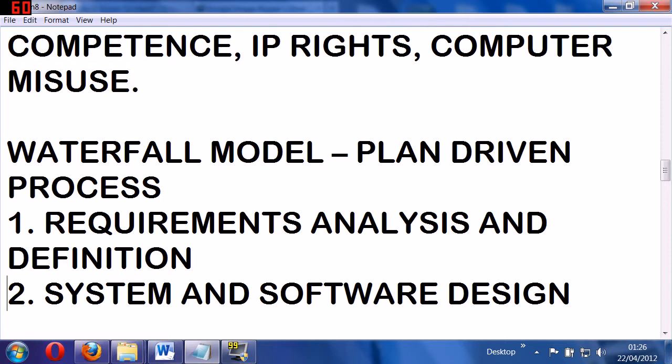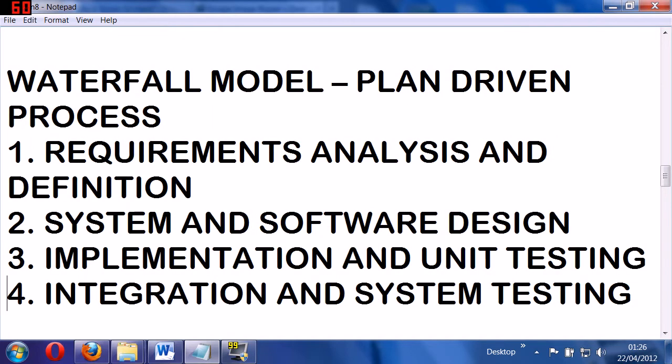Requirements analysis and definition: work out what we need, define it. System and software design looks a bit like what we talked about before, doesn't it? Then we have implementation and unit testing. Unit testing is very important. It's a way to check for errors in your code. A lot of universities will run the tests. You have to run a test for the class and see that everything's working, see your code's not broken.